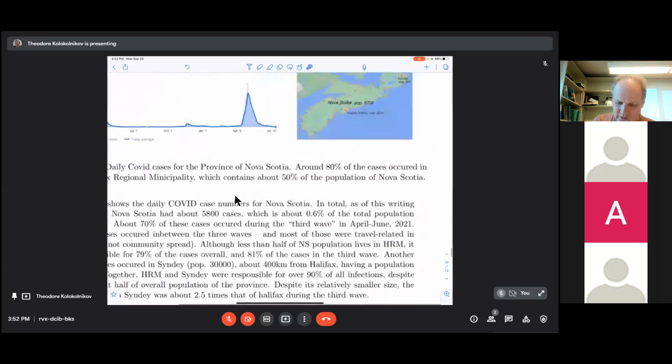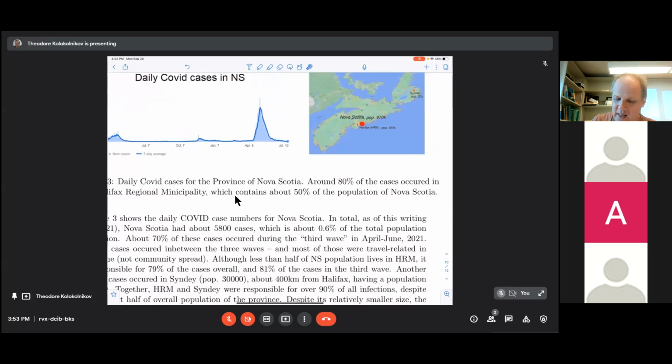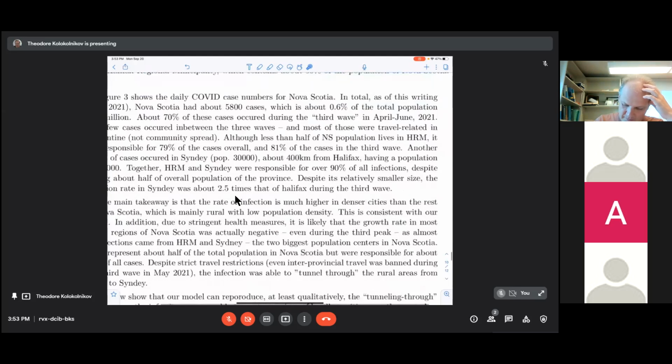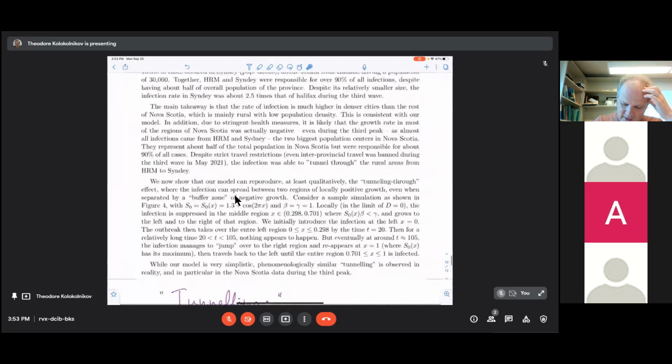So basically more than 90% of it was there. This is consistent with what we see in this model, where if you have two population centers separated by a buffer zone where there's almost no disease, you can still have a spread of the disease from one population center to the other. So this is the idea of this tunneling.